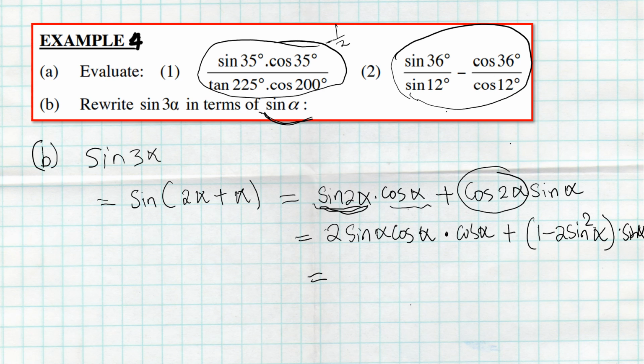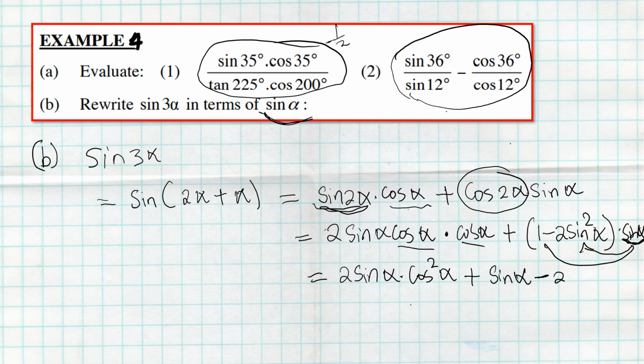Okay, let's simplify. Cos alpha times cos alpha, it will give us cos squared alpha, right? So we have 2 sine alpha multiplied by cos squared alpha, plus if I remove the bracket, sine alpha will multiply with 1, it will still be sine alpha. Sine alpha multiply with this one, it will be minus 2 sine squared alpha times sine alpha, it will be minus 2 sine exponent 3 alpha. Can you see? Then let us go to sine alpha.